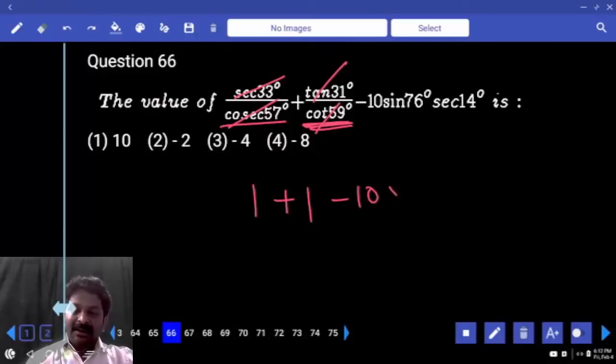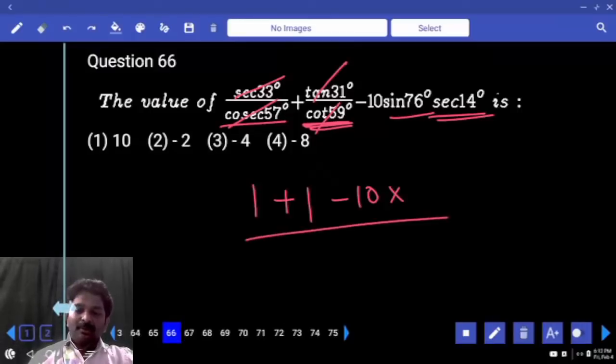Minus 10 into sin 76. Secant 14 degrees, can we write it as cosecant 76 degrees? Sin 76 degrees into cosecant 76 degrees. How much is that? So 2 minus 10, the answer is minus 8.